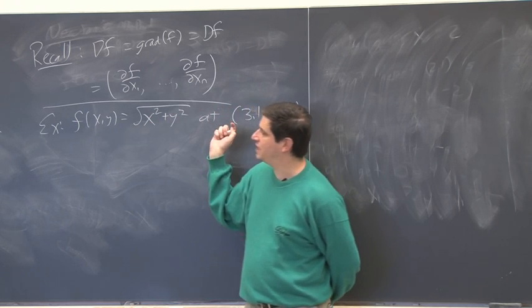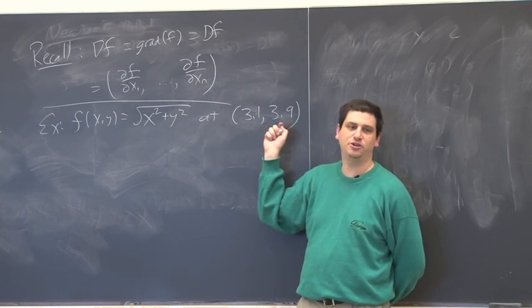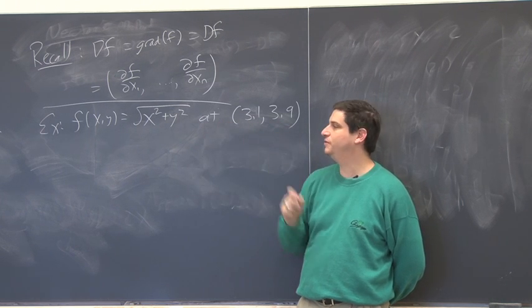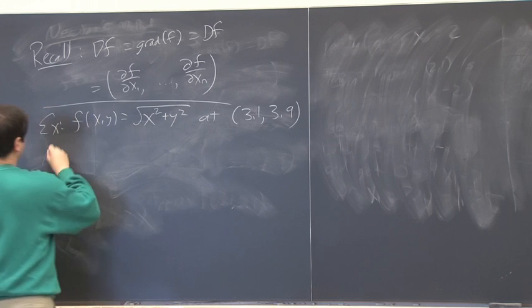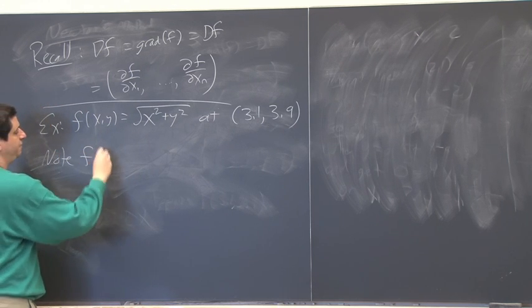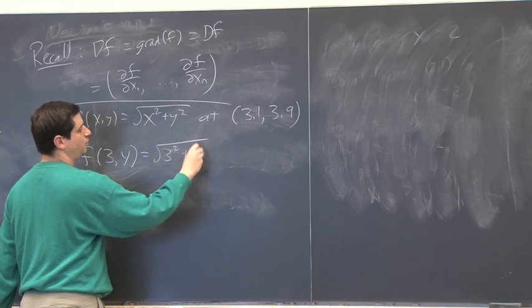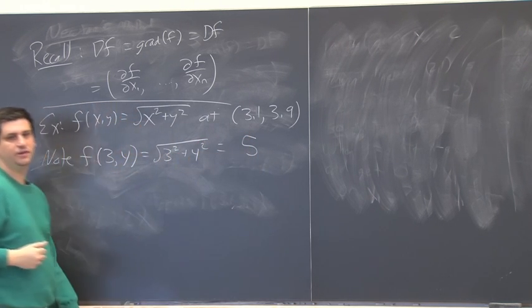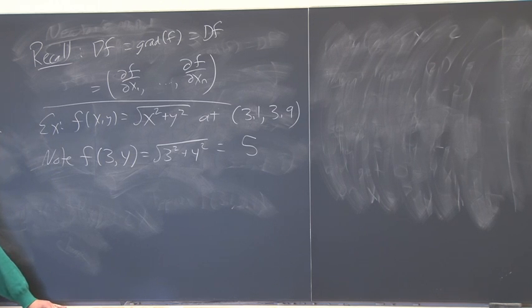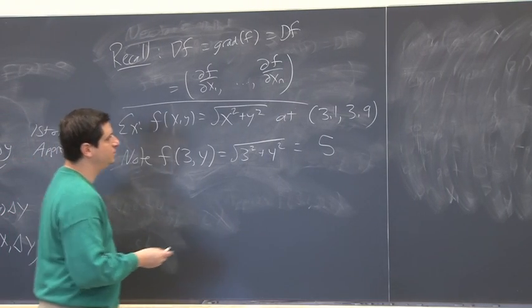So if I'm going to do this, I need an initial point. What point is 3.1, 3.9 close to, where it might be easy to evaluate the function? 3 and 4, right? So note, f of 3, 4 is the square root of 3 squared plus 4 squared. That's the square root of 25, or 5, right? So the question is, if we move just a little bit from the point 3, 4, how does the function change?